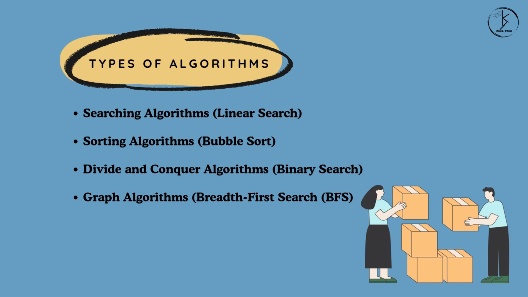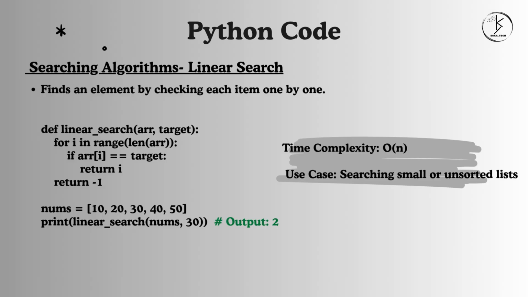Here are the few types of algorithms. Now we can look for the Python code of each algorithm type.